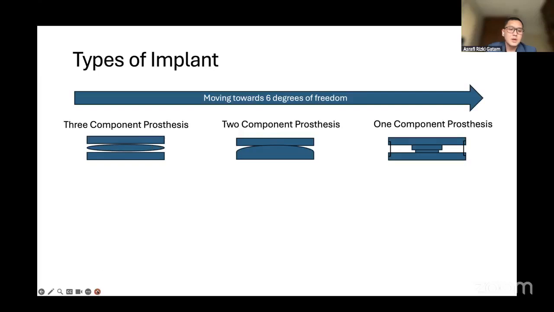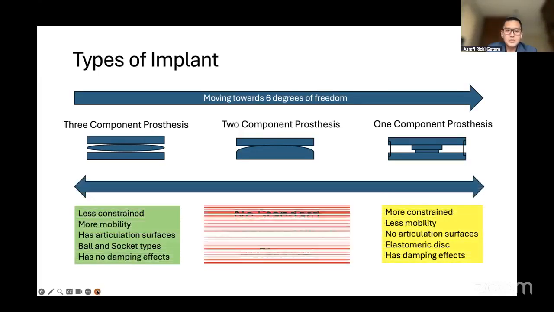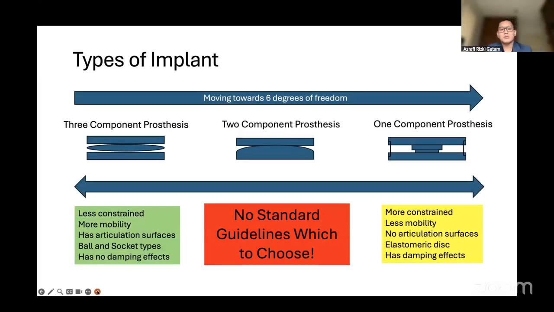But the main problem is that up until now, there are no standard guidelines on which type of implant to choose. We don't know whether we need to use a constrained implant or a less constrained one, whether we need more mobility or less mobility, ball and socket type or elastomeric. Basically, there are no guidelines on which to choose.